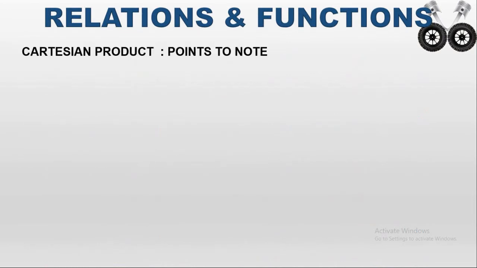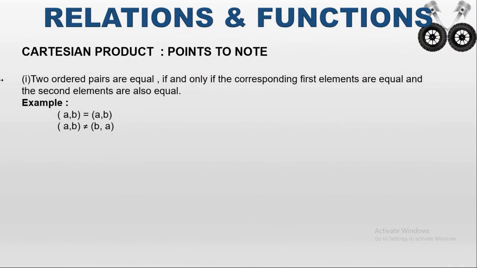Next, some of the important points that we have to note in the Cartesian product. The first one is that two ordered pairs are equal. What is the condition given here? If and only if the corresponding first elements are equal and the second elements are also equal. So when I say the two ordered pairs are equal, it means the first element and the first element are equal, and the second element and the second element are equal. Then I say the two ordered pairs are equal.